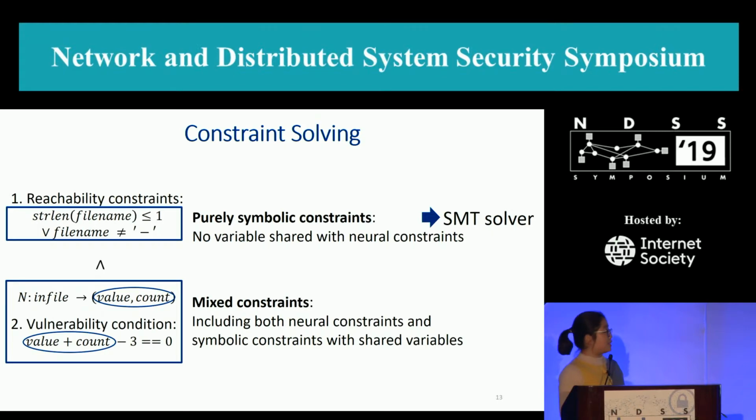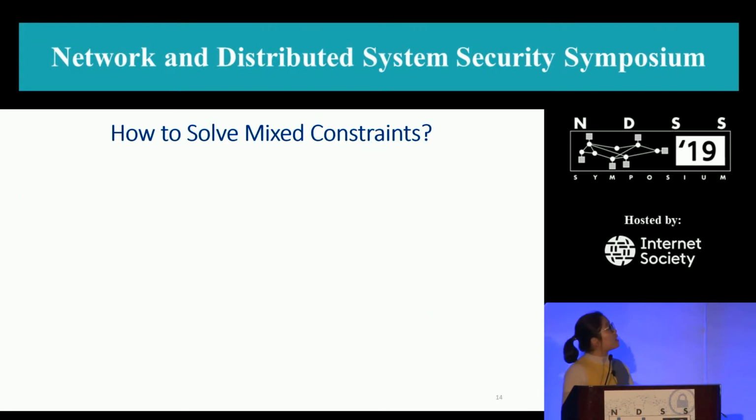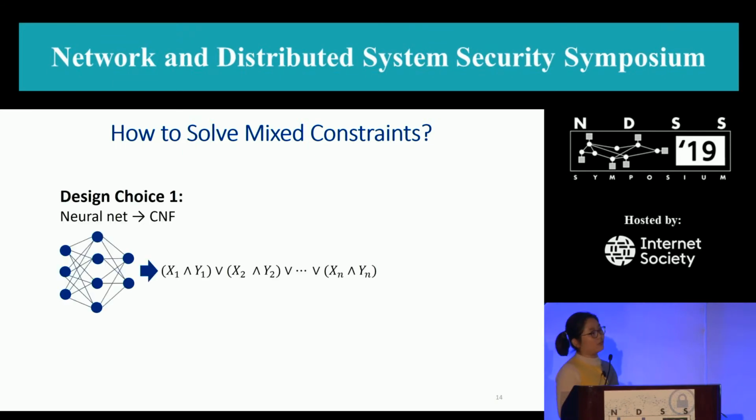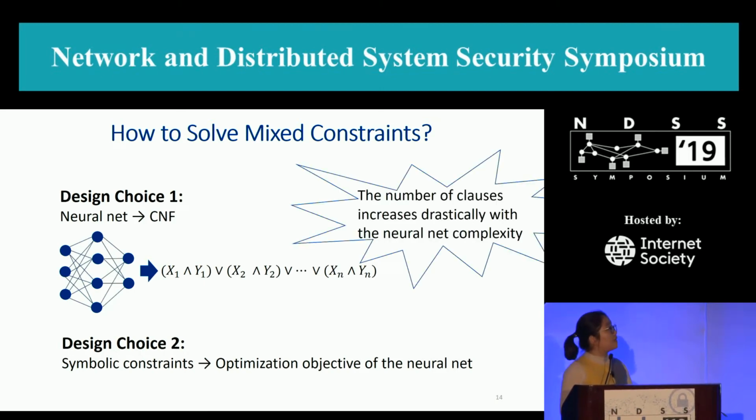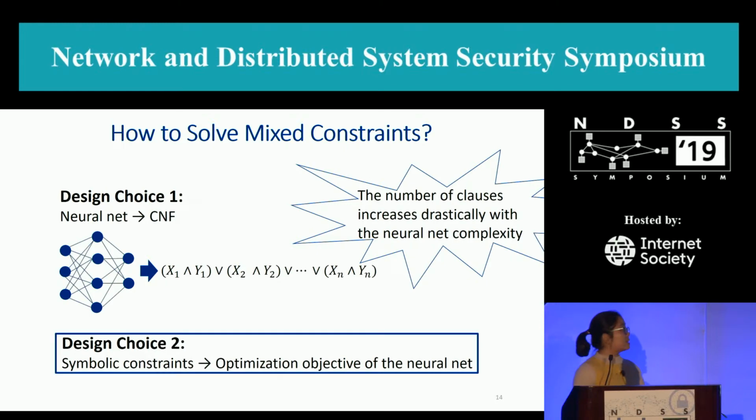Thus, how can we solve these constraints? To solve these constraints, we actually have multiple choices. The first choice is that we can encode our neural network into CNF formulas and solve these CNF formulas together with the symbolic constraints. The second choice is that we can transform these symbolic constraints into differentiable functions and then use this function as the optimization objective of the neural nets. Both approaches are possible. However, for the first approach, the number of clauses increases drastically with the increase in the complexity of neural nets. Thus, only the second choice is possible in practice.